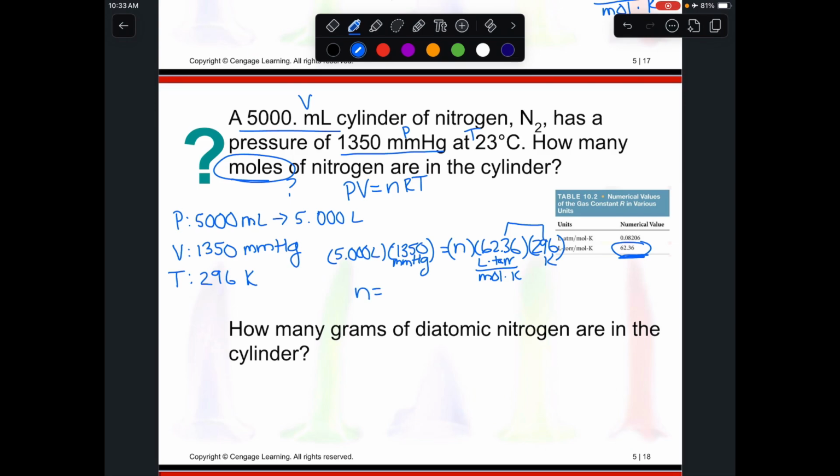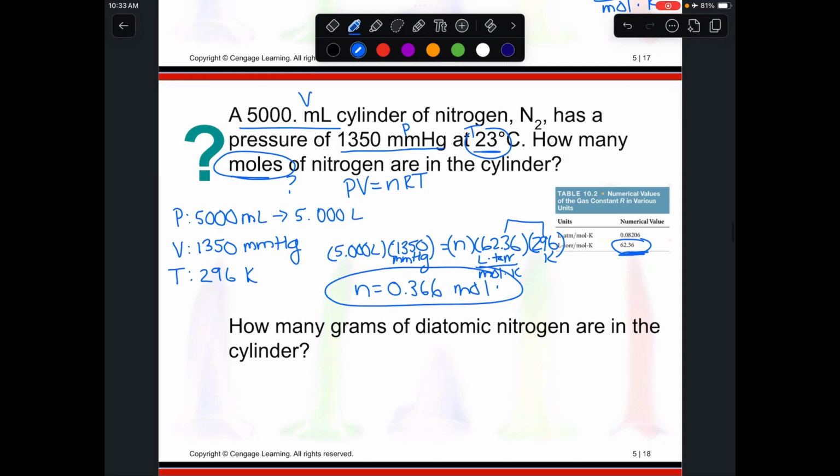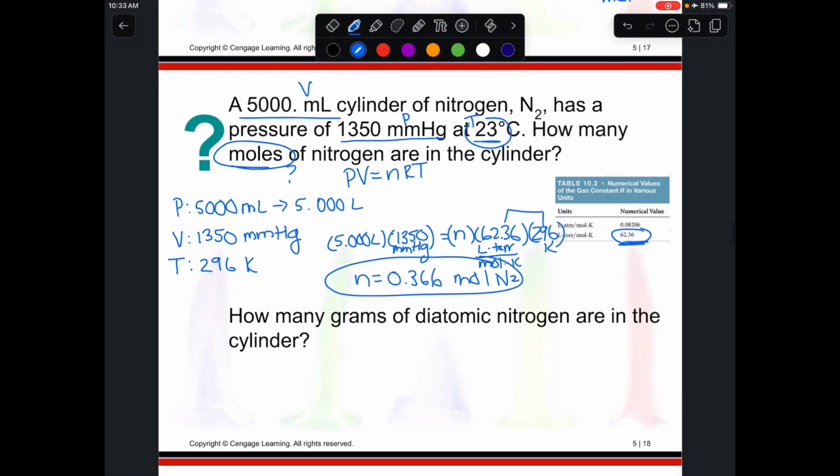Now my moles, remember moles is typically a really small answer, and I'll just keep 3 sig figs here. I'll try to be kind of specific with that. But again, that's just such a small thing. Typically we do 2, but that seems like I'm cutting it a little too much here. So I'm going to do 0.366, and don't forget my unit is moles. And let's just be a little more specific here with N2.